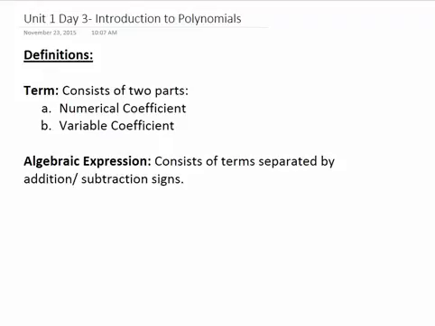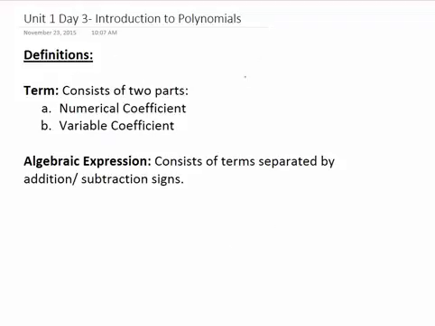We will be introducing you guys to polynomials. But first, there are some definitions that we need to get used to for our new vocabulary. The first definition is term. A term consists of two parts, a numerical coefficient and a variable coefficient. I'll show you by way of an example what I mean by that.